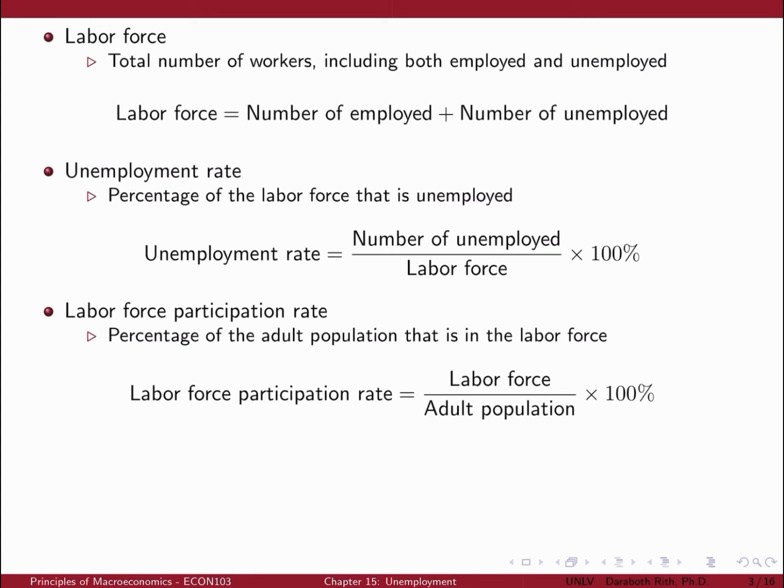Labor force participation rate is the percentage of the adult population that is in the labor force. Labor force participation rate equals labor force divided by adult population times 100%.